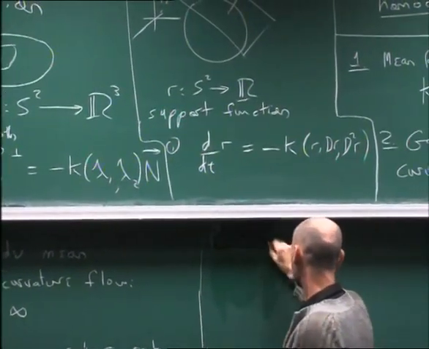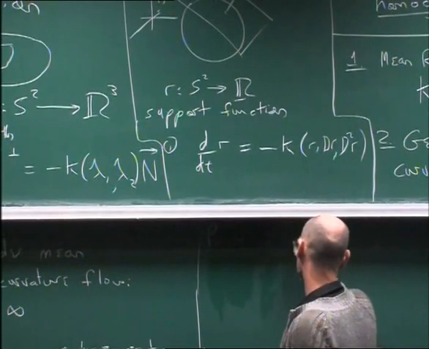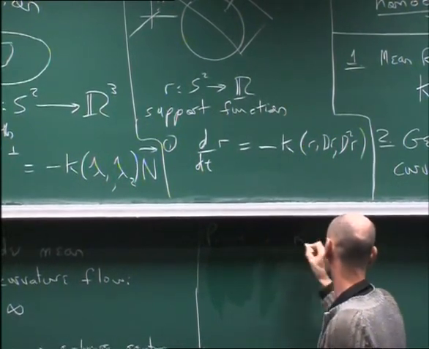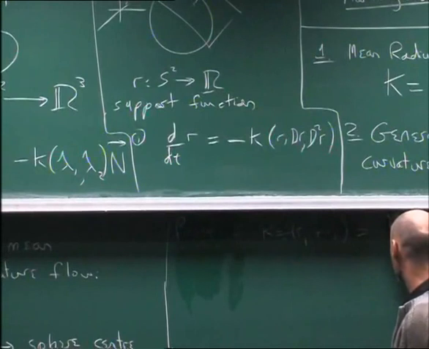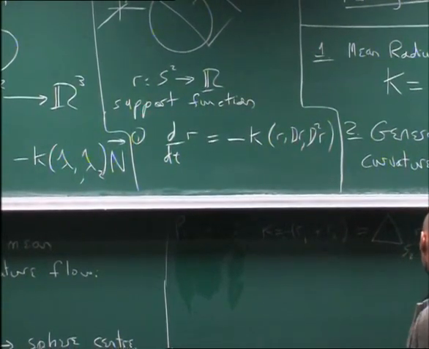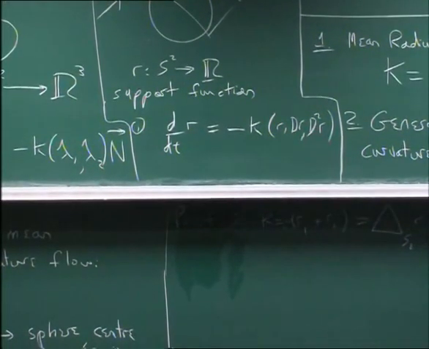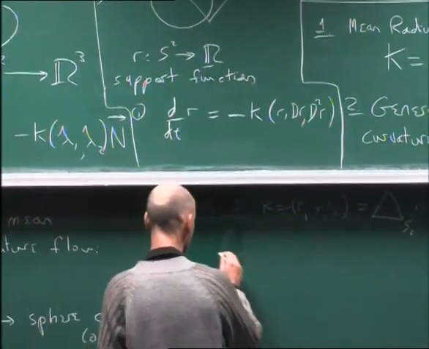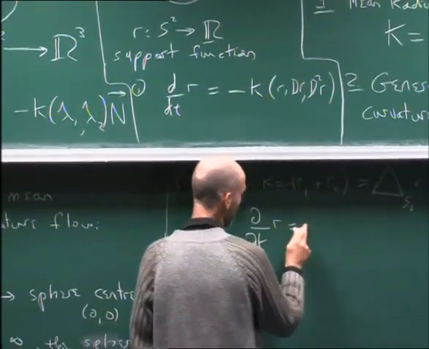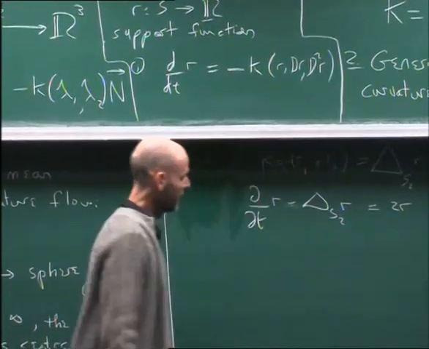The key thing is that for the mean radius of curvature, your k is R1 plus R2, because we're expanding. And it turns out that this is precisely the Laplacian of the 2-sphere on the support function plus twice the support function. So this is a key reason why mean radius of curvature flow is so much better than other types of flow. So what that means is that your flow is d/dt of R minus the Laplacian, this is just the round spherical Laplacian, equals 2R.